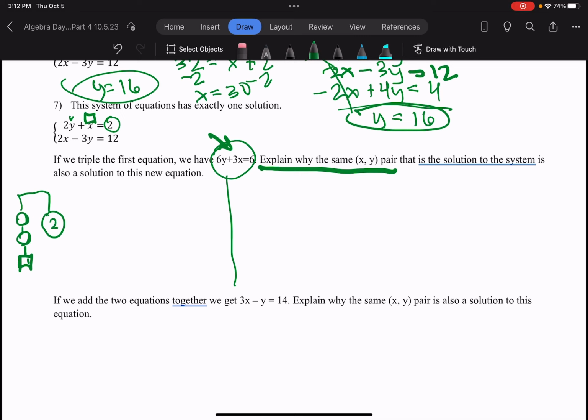If we triple that, then we have now 6 circles, 1, 2, 3, 4, 5, 6, and triple the x's, so 3 squares. And then we're also going to triple this. And so our numbers remain balanced. As long as we triple both sides, we maintain a balanced equation, and therefore they will have the same xy pair as a solution.